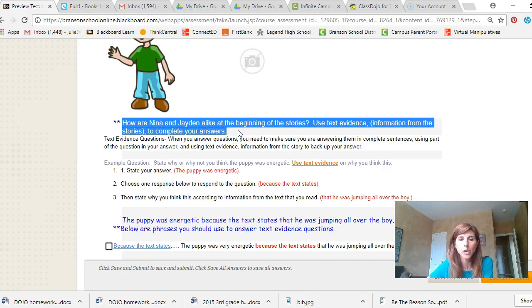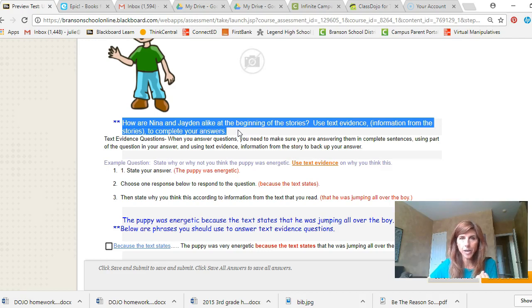I've made an outline here to help you answer text evidence questions. Even if it doesn't say to answer with text evidence, they might say use information from the stories to complete your answer, or use solid information, or why do you think this way? You always want to use that text evidence. In any question, I'm going to be grading hard on text evidence.